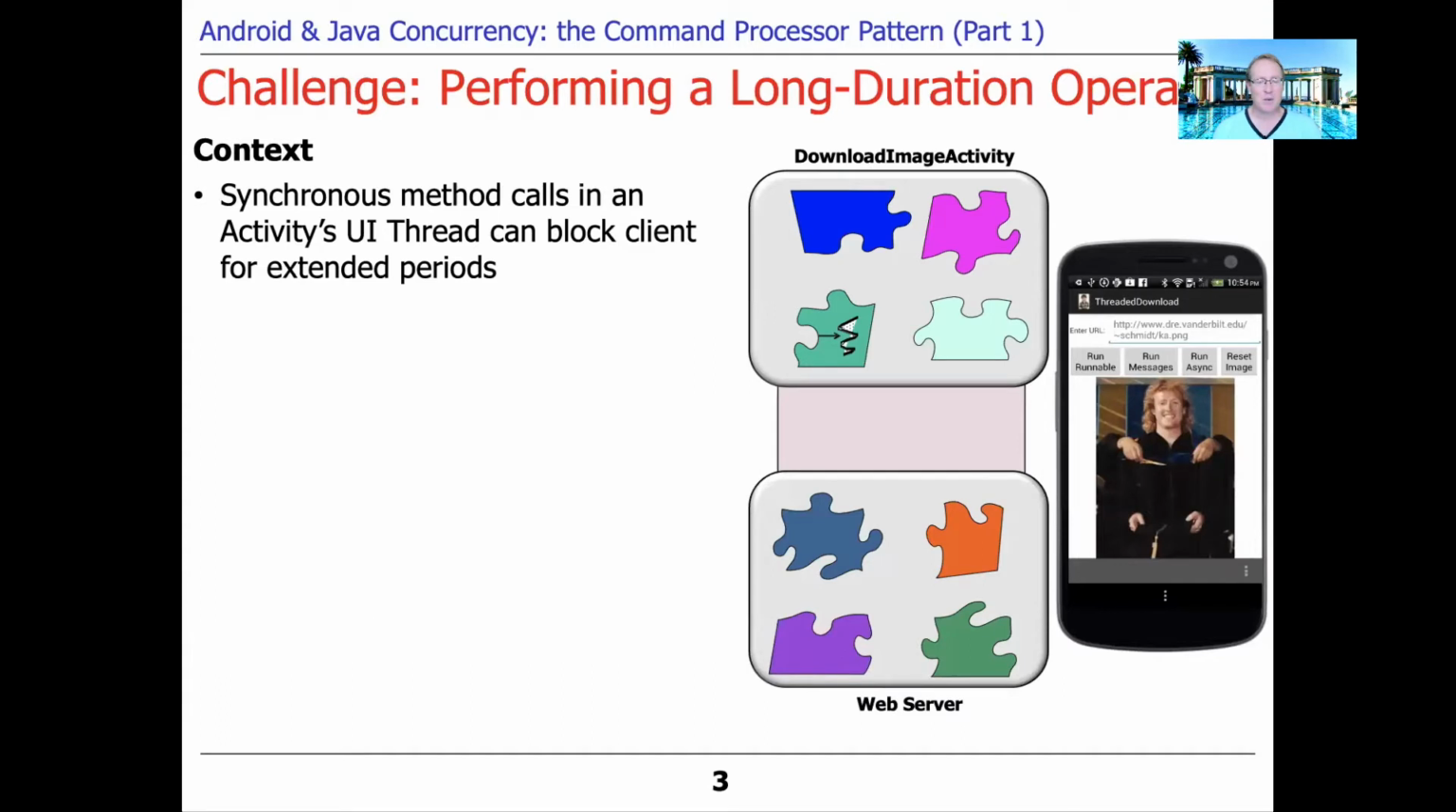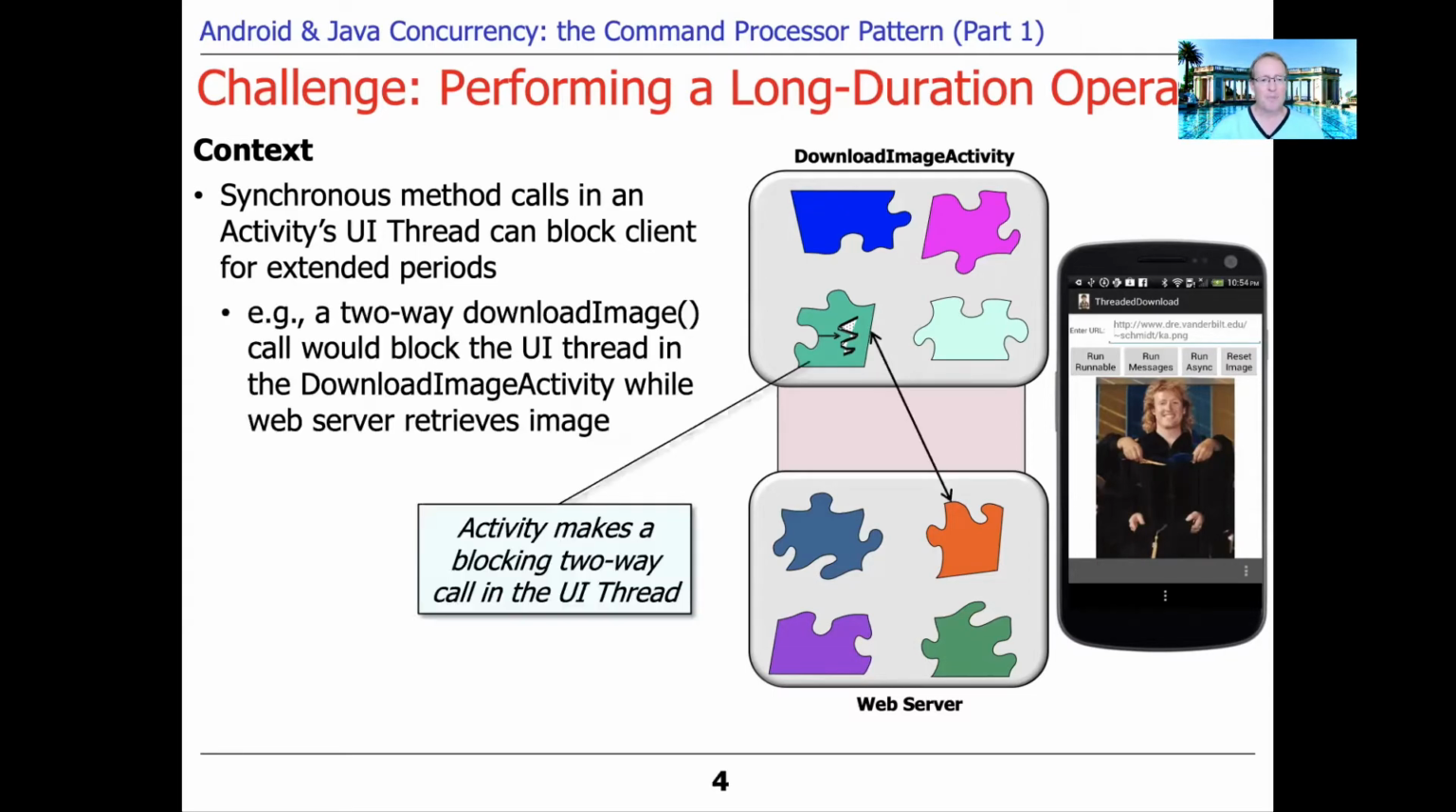So what's the context in which this pattern gets applied in Android? The challenge here is performing long duration operations. If you perform long duration operations, things like downloading a large file, doing some kind of complicated database query, or blocking on some kind of resource that may not be available immediately, then if you do synchronous method calls, in other words, blocking method calls, in the context of the Android user interface thread, these could block for an extended period of time.